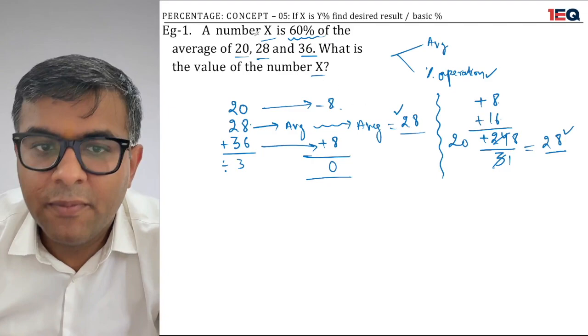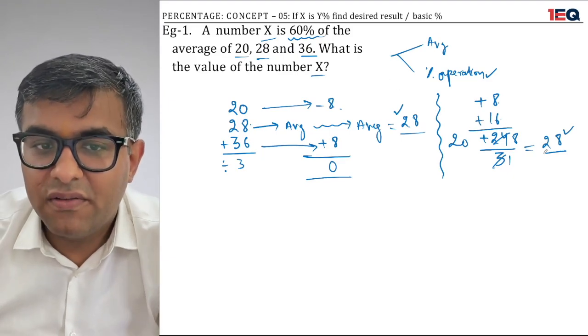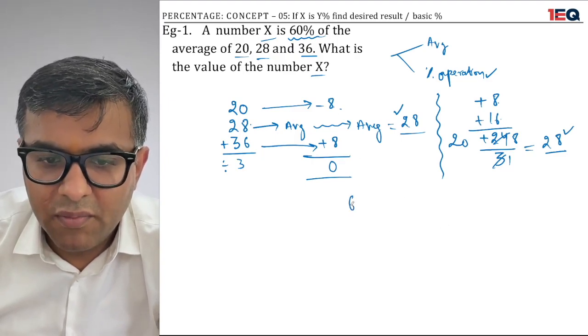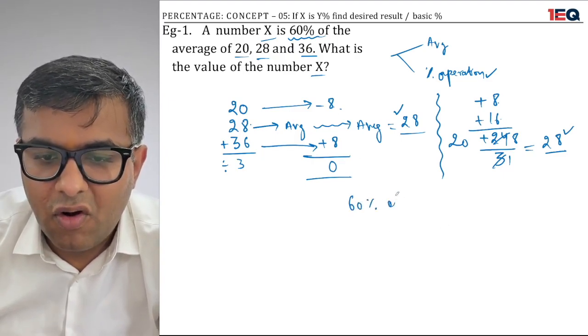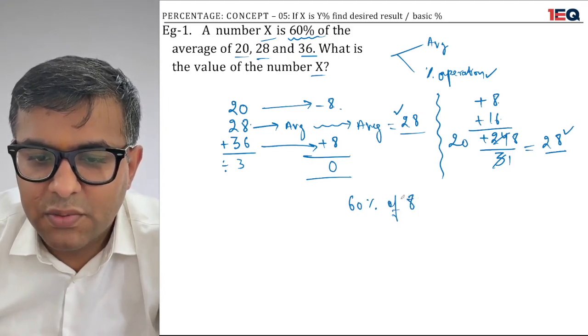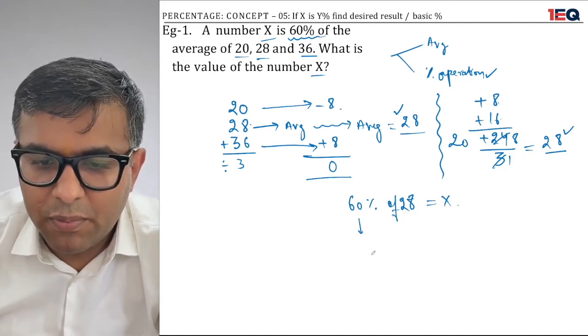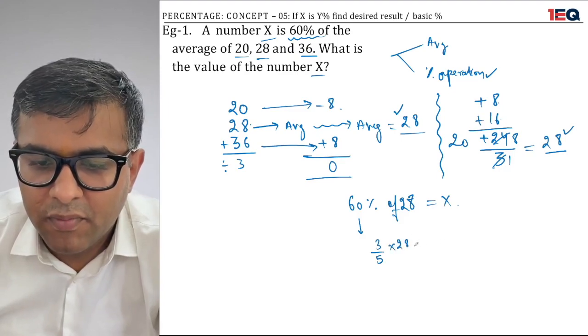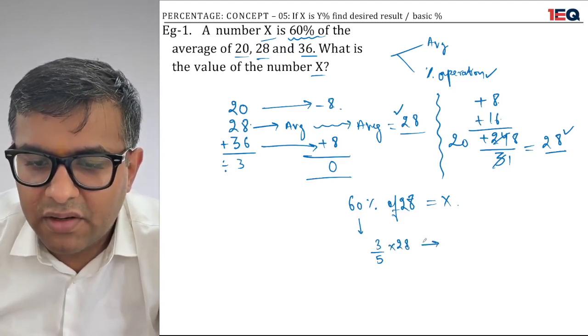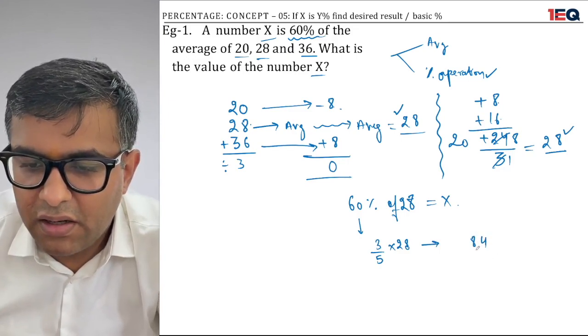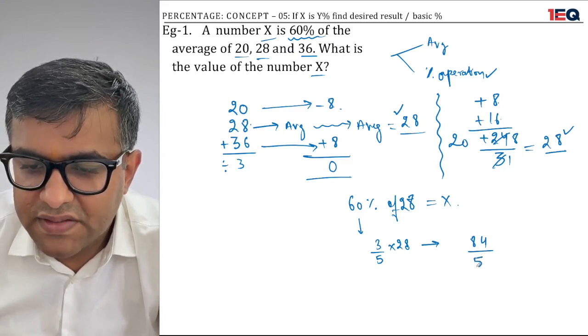So, moving on, it says a number x is 60% of the average. What is the value of the number x? 60% of the average. The average is 28. That is equal to x. I'm going to apply a quick principle of 3 by 5 multiplied by 28. Then I would multiply 3 with 28. 3 eights are 24. 3 twos are 6, 7, 8. 84 upon 5 is the answer.